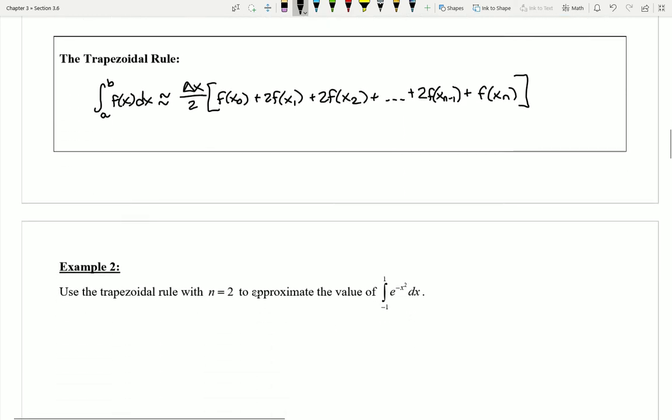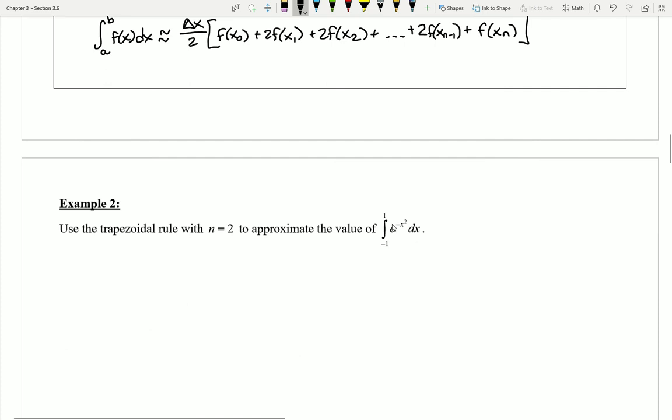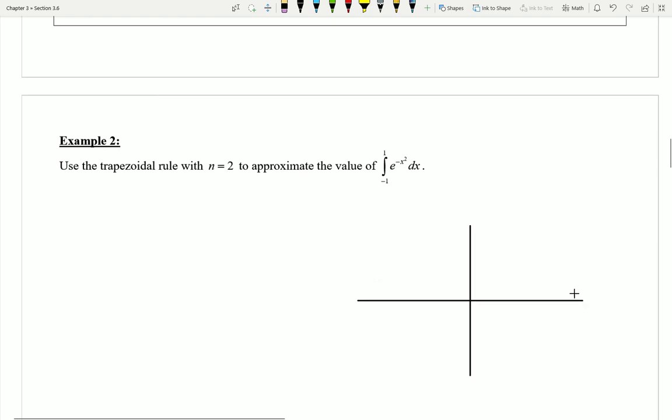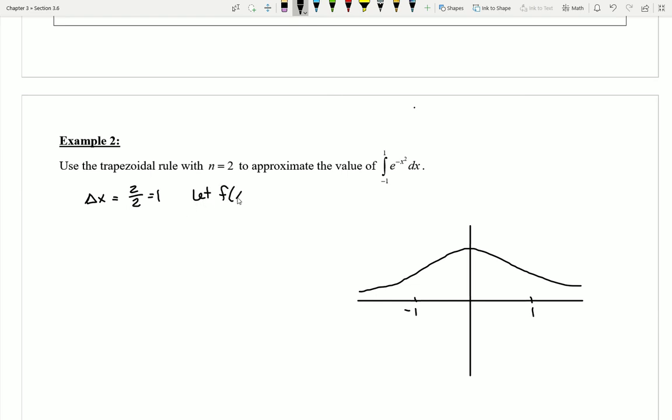Well, we can see how that's going to work down here in example 2. Notice I'm going to work with the exact same curve that I did previously, this e to the negative x squared. Let me go ahead and try to shape up a picture of this again. So I'm going to have my curve, which goes something like this. I'm going to estimate where negative 1 and positive 1 are in the picture. And I can see again what my n is, so I can start to figure out my delta x. Delta x is going to be, well, let's see, I have an interval of length 2. Chopping it into two pieces gets me 1.